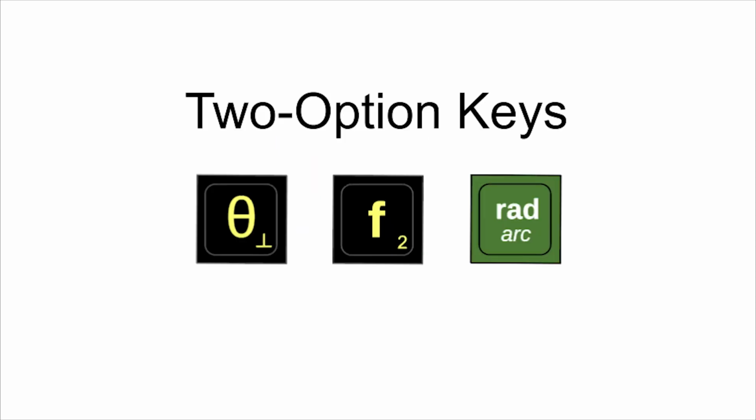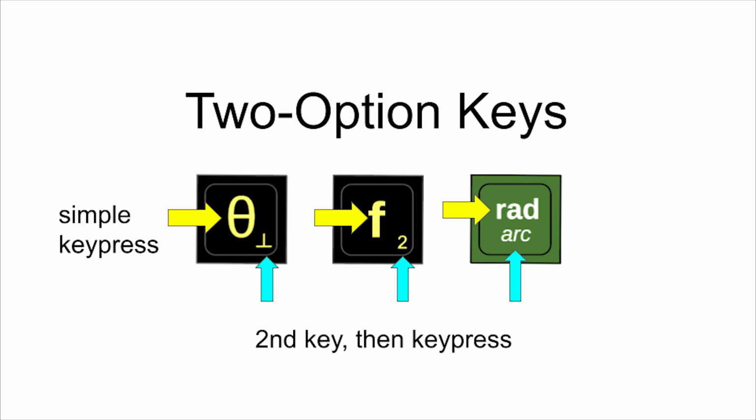Now, let's look at some special keys on the keyboard. To start with, let's explore the two options keys. As you can see, on these keys there are two different options listed. One option is large font, and the other option is smaller font. A simple key press will activate the large font option to display on the screen. To activate the smaller font option, first press the second key and then press the desired key.